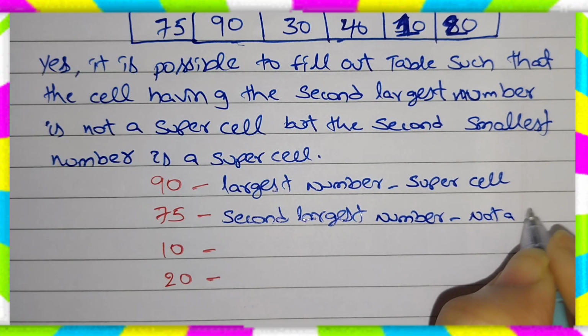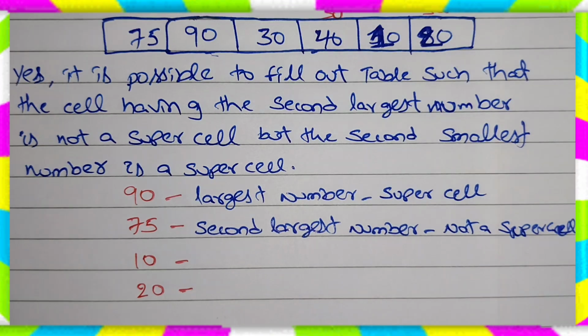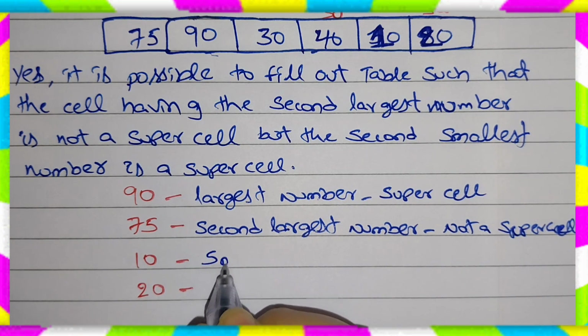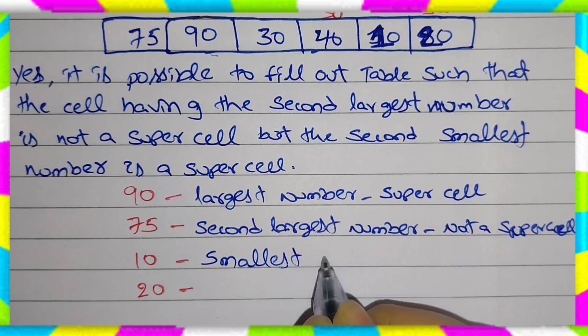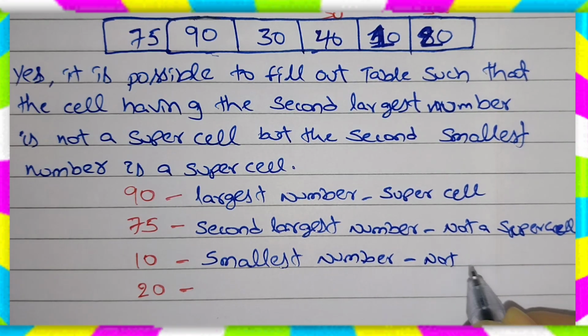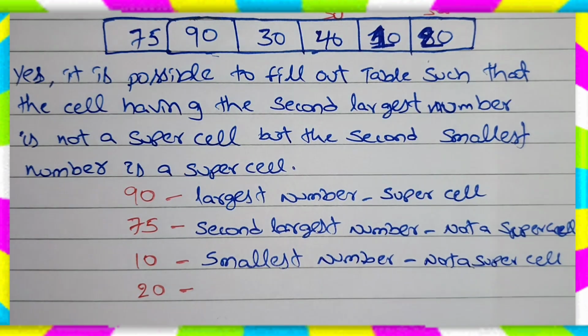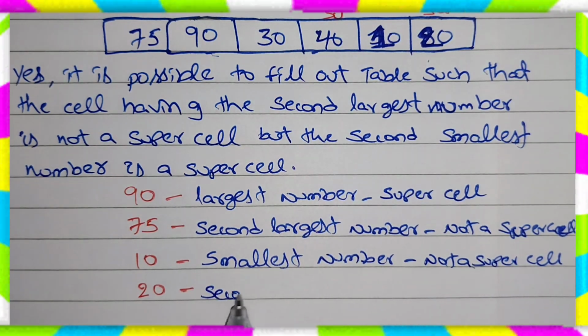The smallest number is 10. 10 is not a supercell. And 20 is the second smallest number. So the second smallest number is also a supercell because there is no next number after 20 and on the left side of 20 is 10. So 20 is a supercell.